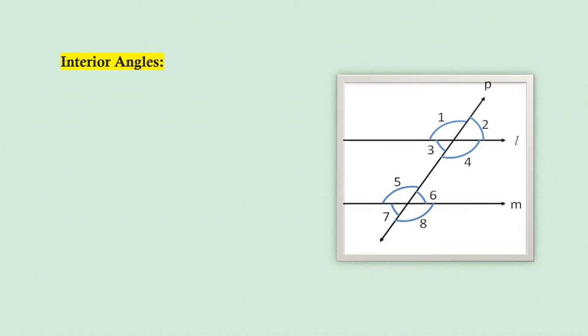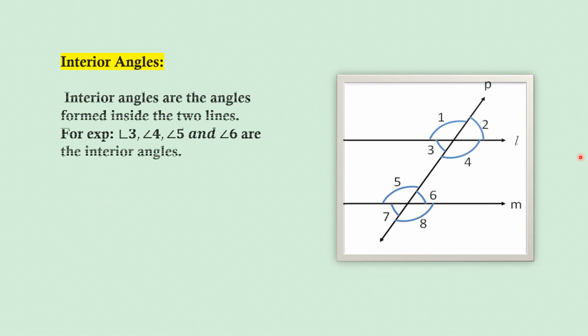So if you observe the given figure, and I want to find the interior angles, firstly understand the meaning of interior. Interior is something which is inside. Alright, now if you see this figure, what are the angles which are inside the lines L and M? They are 3, 4, 5 and 6. So these types of angles will be called interior angles.